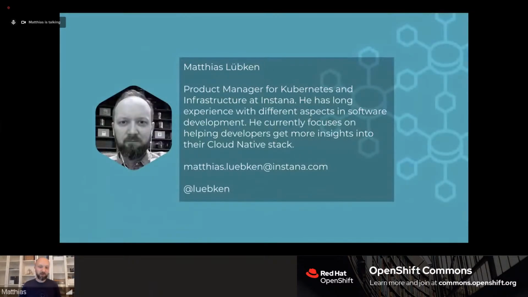Just a few words about myself. I'm the PM for Kubernetes and infrastructure at Instana. Got some experience in software development all over the place. I've actually been with Red Hat, done some interesting stuff over there. And now with Instana, we are focusing on helping developers and DevOps teams to manage all these crazy things that we're seeing. And operators help a lot. I hope this talk helps a little bit, and some of the experiences that we had.